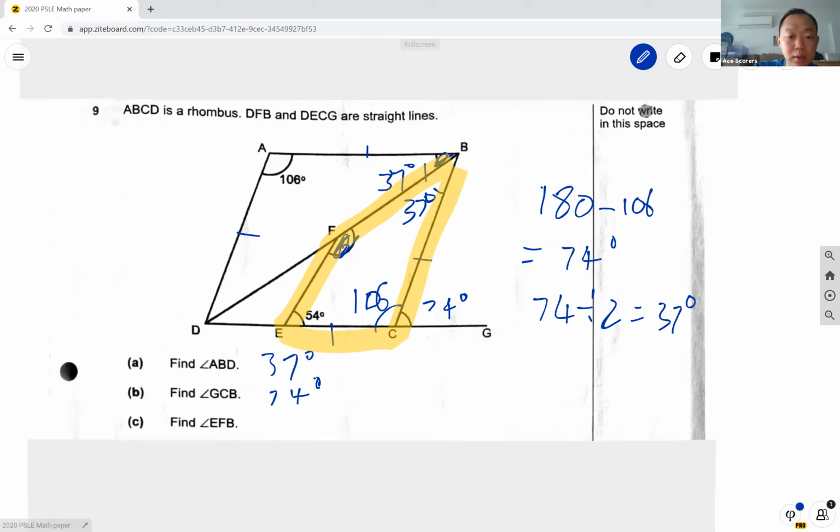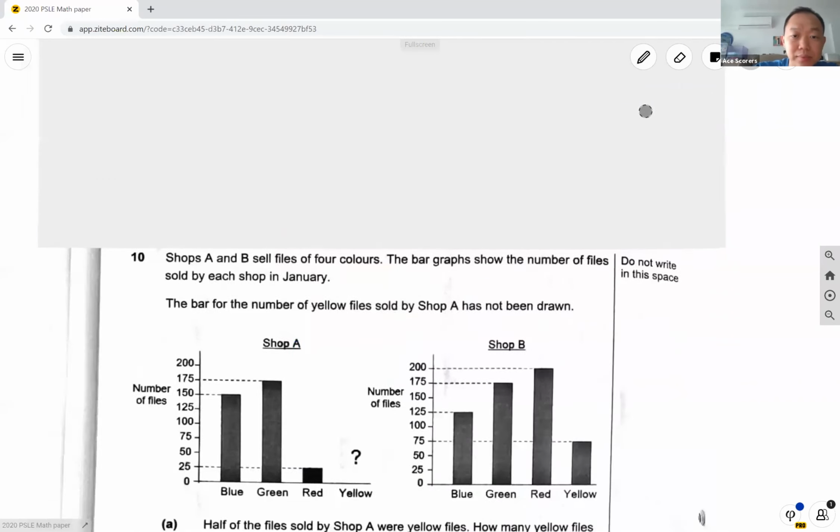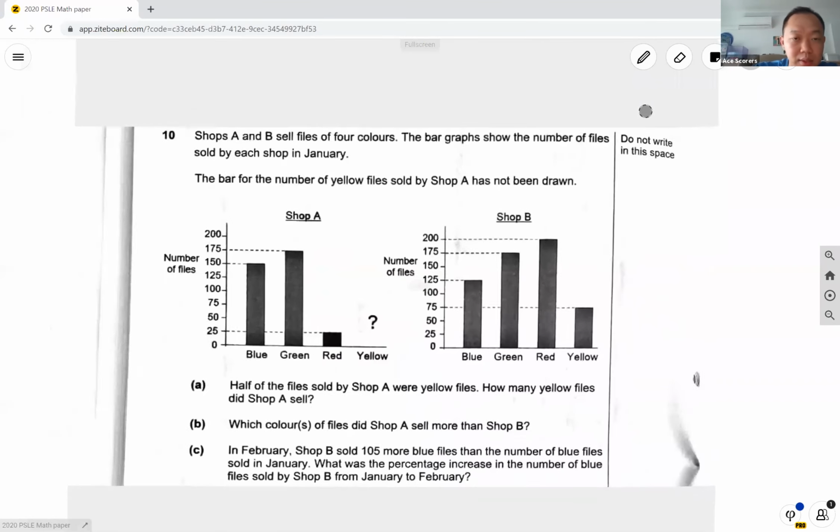So I'm going to take 360 minus 37 minus 106 minus 54. Okay, so question 9 is 163 degrees. All right, so far so good. I'm getting the vibes that this is not too tough.